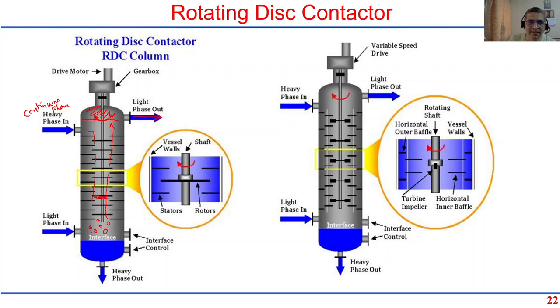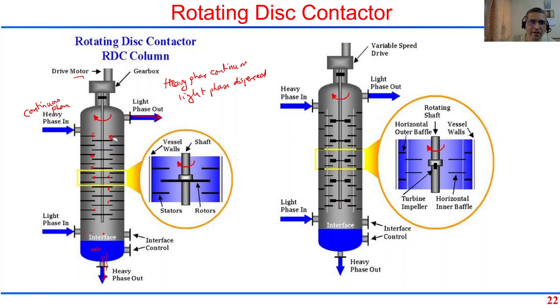And the agitators, these discs that are there, are powered by a motor. The disc would be rotating because of this shaft. This is the shaft. So I could have a heavy phase continuous and light phase dispersed, or I could have a light phase continuous and droplets of the heavy phase being sprayed from the top. These droplets would come down, they would accumulate, and then the heavy phase would go out from here. Okay. So either we would have light phase dispersed or light phase continuous.